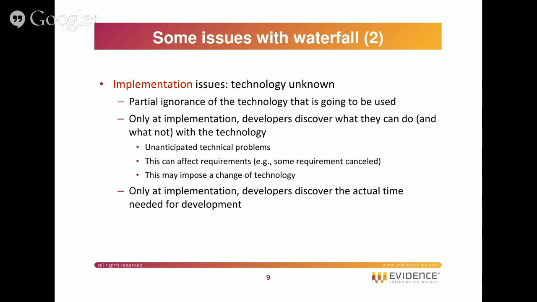So only at implementation, developers discover the actual time needed for development. At the very beginning, how long does it take to develop a piece of software? Nobody knows. We just invent numbers. So in real software practice, it's very difficult to forecast how long it's going to take to implement something. It's experience, but it is also trying to make up numbers.